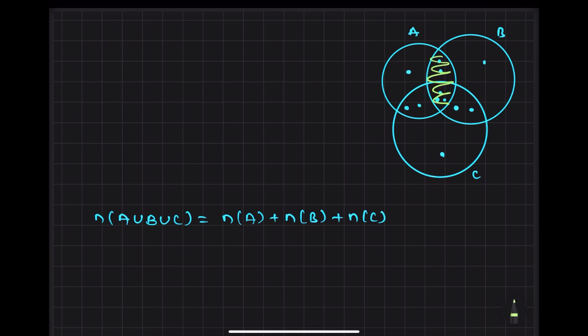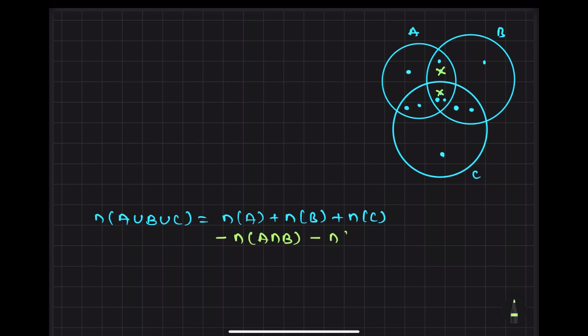So I will subtract n of A intersection B. Suppose that I wrote this. So how many dots are being removed? One dot removed from here, one dot removed from here. Still there are so many unwanted dots.